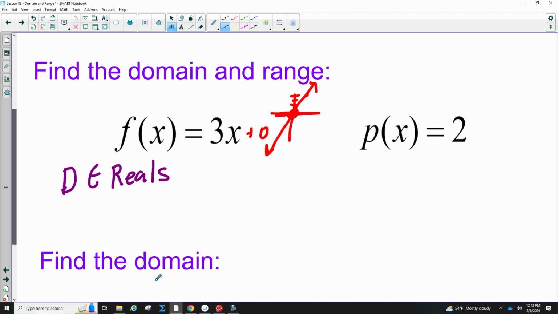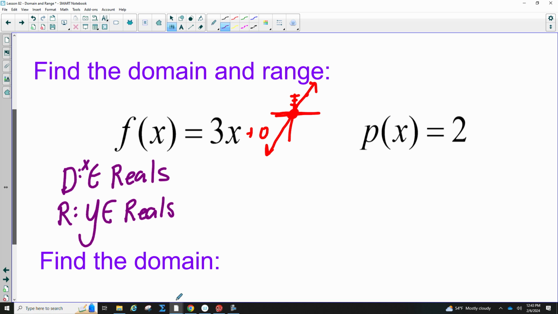And same with, oh, you guys, I should have done this. Domain, and then x is an element of the reals. Sorry. All right, and then range. Range is your y values, right? So how far down, how far up? Same thing. This is going forever down, forever up. There's no restrictions, so y is an element of the reals as well. It's everything up, everything down. It could be all real numbers.